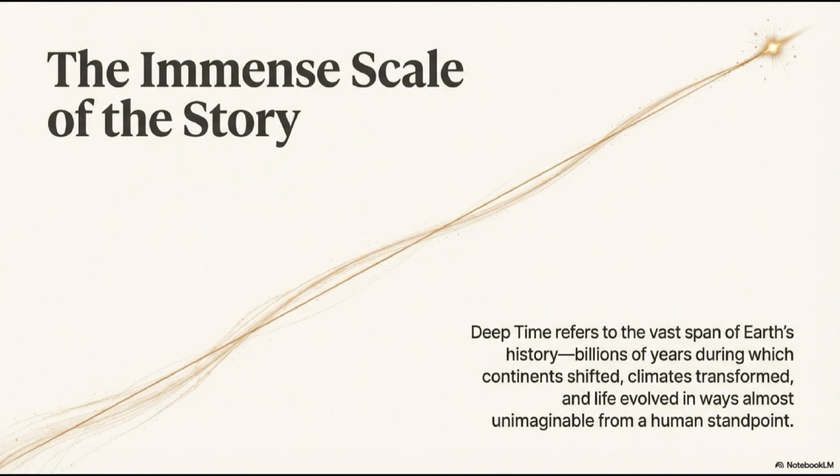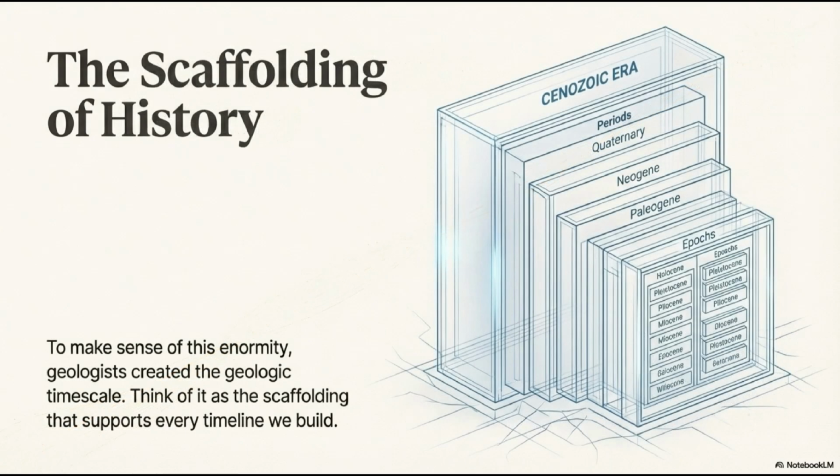Let's revisit what scientists mean when they talk about deep time. Deep time refers to the vast span of Earth's history, billions of years during which continents shifted, climates transformed, and life evolved in ways almost unimaginable from a human standpoint. To make sense of this enormity, geologists created the geologic timescale, a kind of chronological map that divides Earth's past into eras, periods, and epochs. Think about this as the scaffolding that supports every timeline we build in biological anthropology.